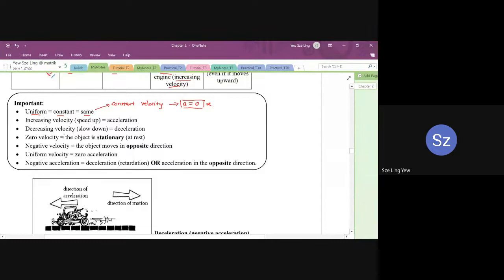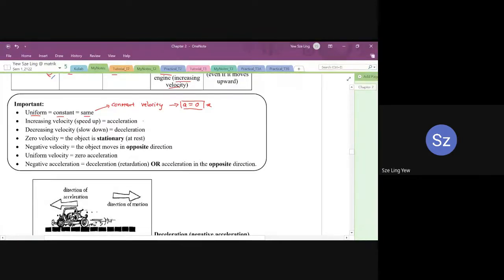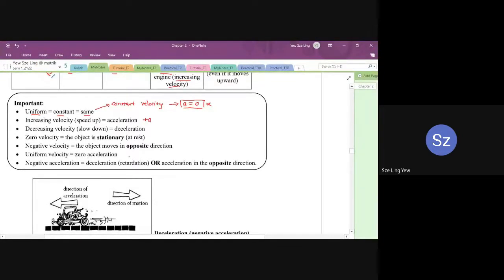And then the second thing, increasing velocity or speed up. It means you have positive a. If the question tells you decreasing velocity or slowing down, then it means you have a negative value of acceleration, which is negative a.